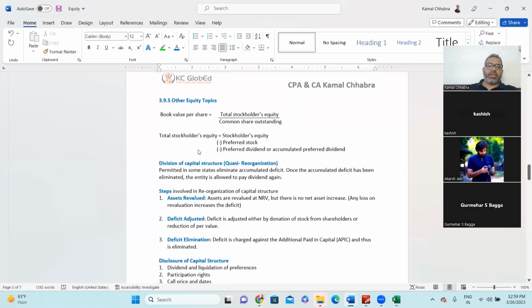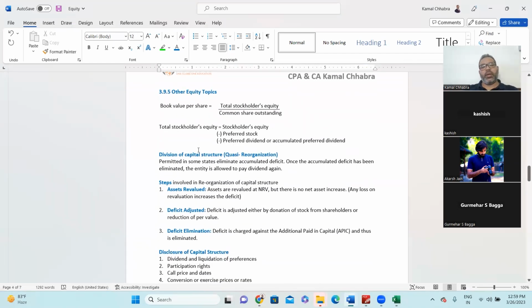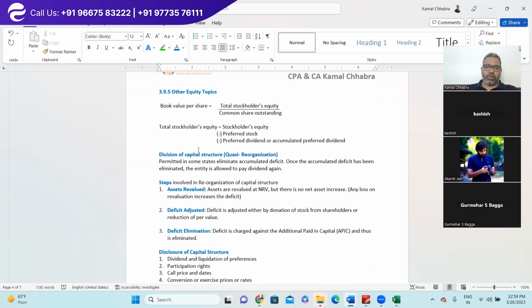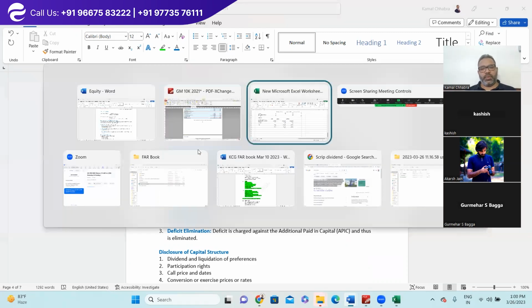Okay, topic number 5 is other equity topics. First one is how to calculate the book value per share. Book value per share is very simple. Total shareholder equity is basically your total assets minus total liabilities. After that, reduce any preferred stock or any dividend pending on the preferred stock. So that is your total shareholder equity value. Divide by the number of shares outstanding, and that is your book value per share. Simple math.